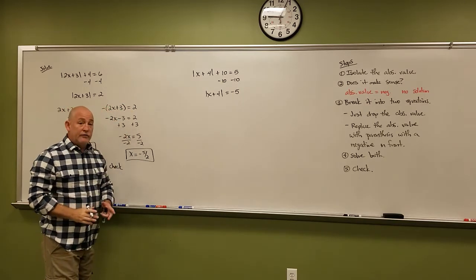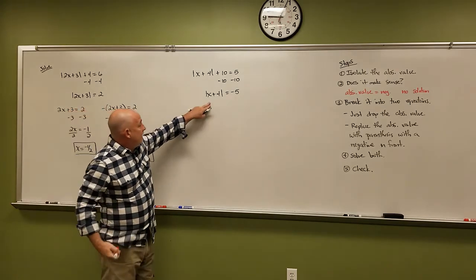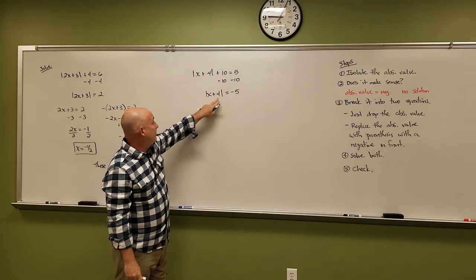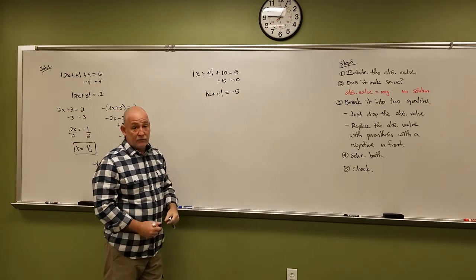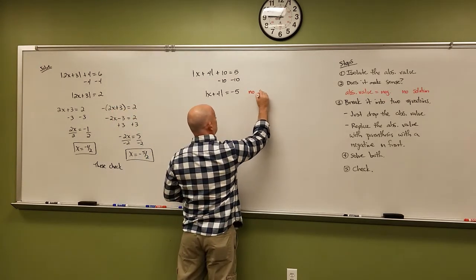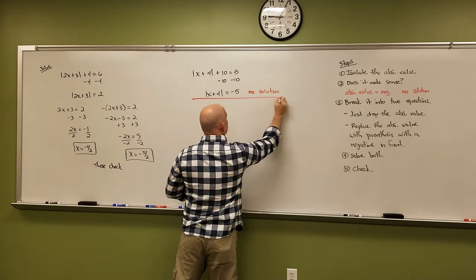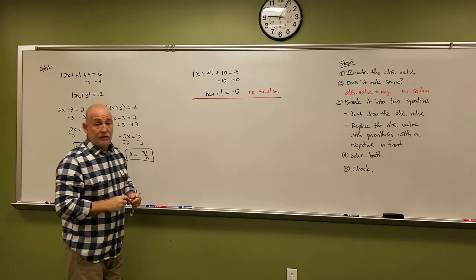Now you don't want to skip step 2 because, as you can see in this one, now that we have the absolute value all by itself, we have the absolute value equaling a negative. We're done. This is no solution. And you can stop right there. That problem is done. You don't have to go any farther.